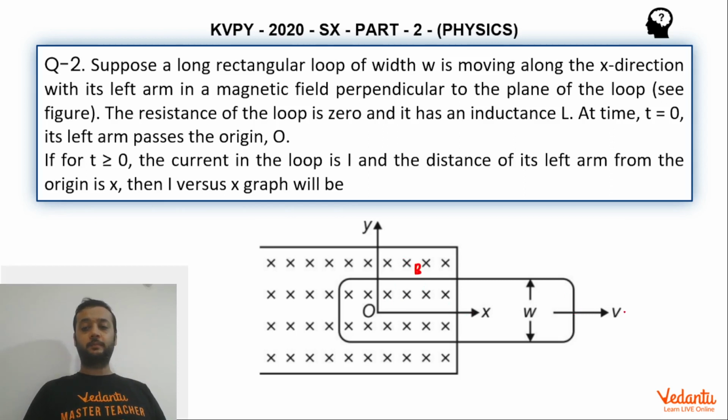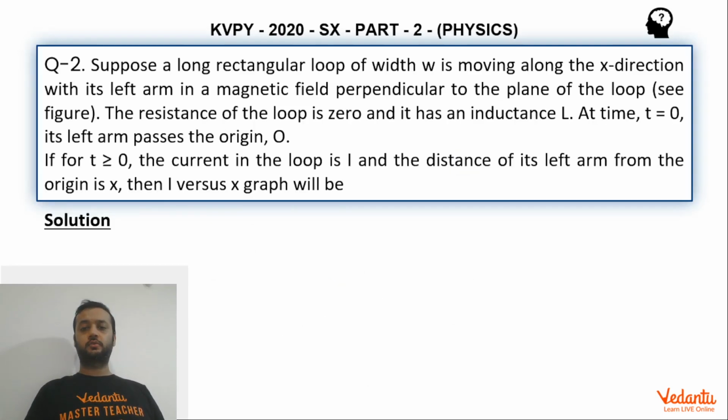Now the circuit is being pulled towards right at a constant velocity V. It's also given that the inductance of the circuit is L. So let's say we have an inductor here. At time 0, the left end of the circuit was at the origin. So this part of the rod was over here. So we have to choose the correct graph between current flowing in the circuit and the distance x between the left end and the origin.